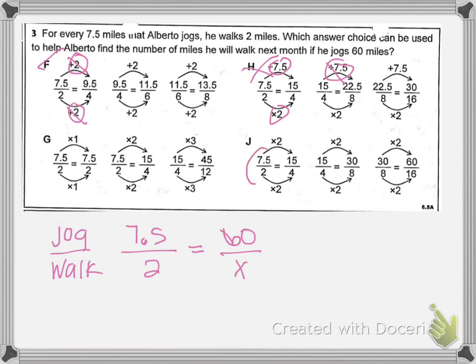So here, if you look, we started at 7.5 over 2 and we're ending at 60 over 16. So if we solve this and do times 2, 7.5 times 2 is 15, that's correct. 7.5 times 2 is 15, and 2 times 2 is 4. So you see you're multiplying every single time by the same number, so that is your answer.